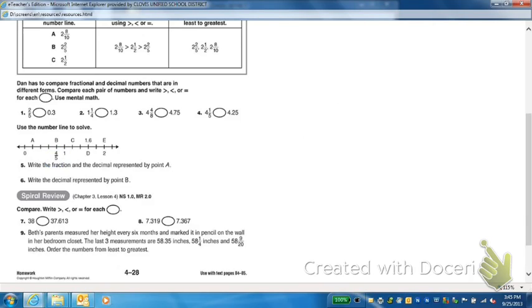That's it for chapter 4. It's a short chapter, and pretty much everything is all together, that if they know how to change a fraction to a decimal and vice versa, then they should be doing okay on the test. Make sure they study their notes and watch these videos to help them, and the test will be given in a few days.